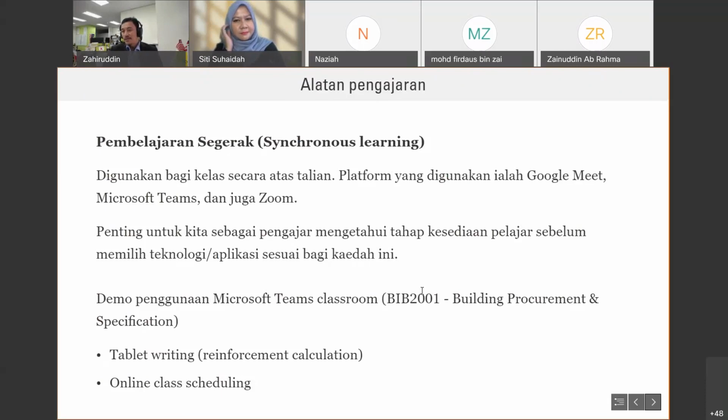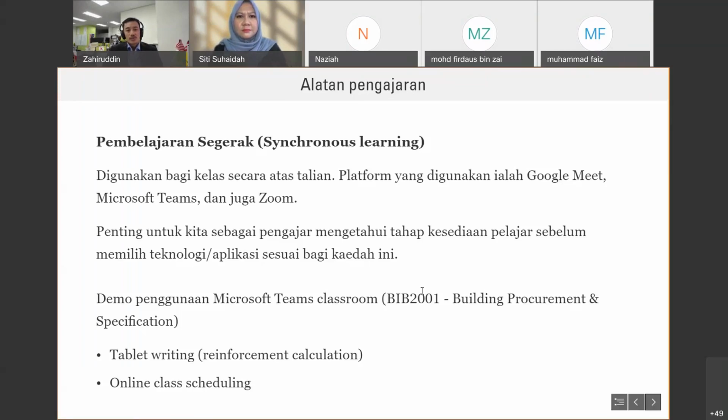I believe UiTM also has Microsoft Teams. I do remember that Dr. Zahiruddin, if I'm not mistaken, had a training session together with me using Microsoft Teams, with Microsoft actually. So for us, Microsoft Teams is the go-to platform for the online classes.